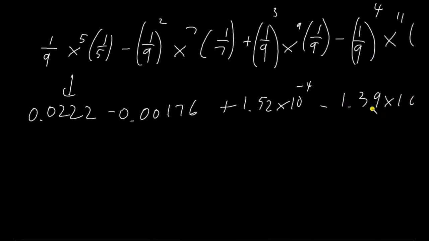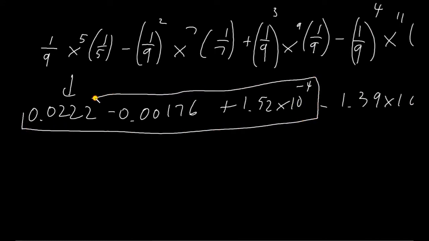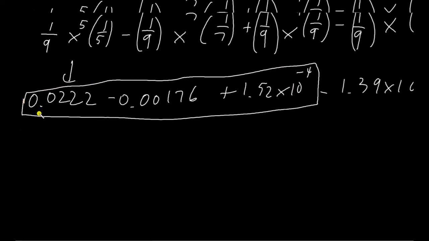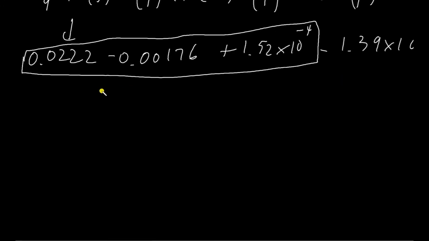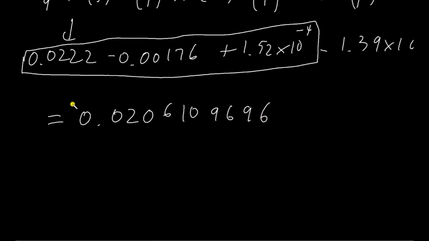So we'll ignore the 10 to the negative fifth part, and we'll just look at these terms that came before it, and we'll sum those up. So we'll get 0.0222 minus this plus that. If you put that in your calculator, you will get 0.0206109696. Okay, so this is actually our approximation.